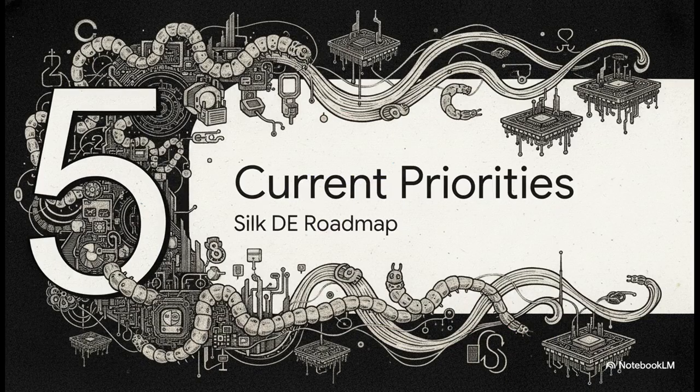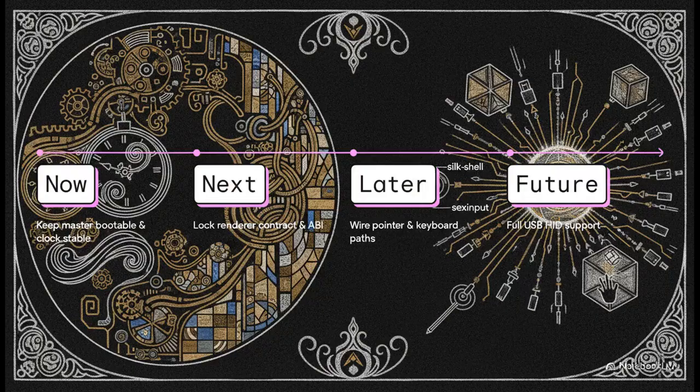Finally, section 5, current development priorities. Our immediate execution roadmap is very strict, so let's get aligned. Priority 1 is keeping the master branch bootable and the system clock stable. That means no regressions that randomly freeze the compositor at 2 seconds. Once that's steady, priority 2 is locking down the renderer contract. We need to ensure that silkbar and sexdisplay perfectly respect the ABI. When that is rock solid, we tackle priority 3, wiring the pointer and keyboard paths all the way through sex input to Silk Shell. And rounding it out, priority 4 is going to be full USB HID support for a genuinely interactive experience. We're solving these linearly, one step at a time.